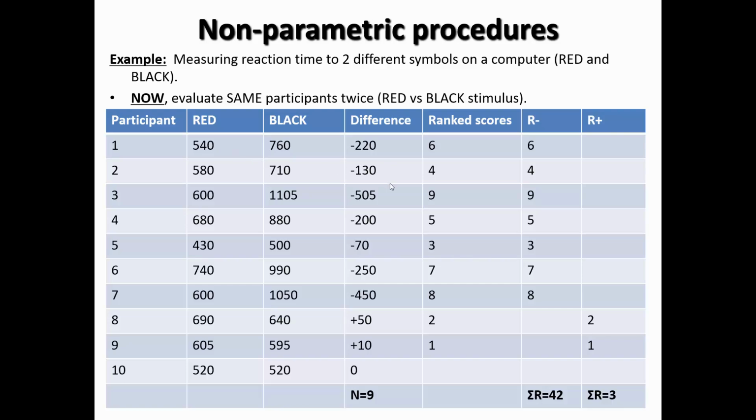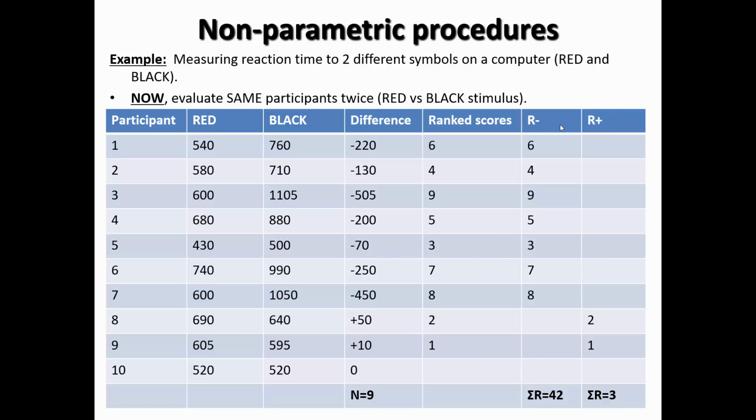And so what we see here is a rank ordering of the 9 scores, so we ignore the 0 here, but we also ignore the positive and negative sign for now. So we see that the smallest difference was a 10. So remember, ignore the positive. Being the smallest, that has a rank of number 1. The largest difference as we go through we see is 505. Once again, ignore the negative, and so that's going to have the ranking of number 9. And so you have to sift through and rank order based on the magnitude only.